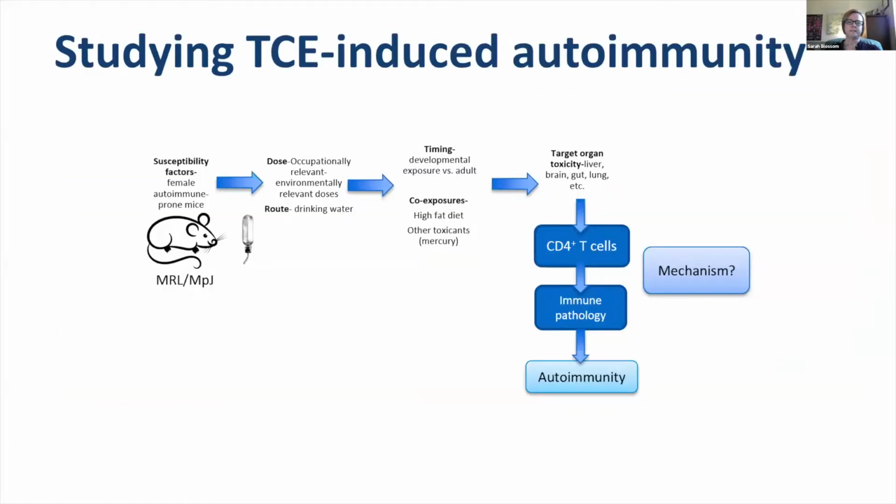We use a mouse model to study TCE-induced autoimmunity where many factors can be controlled. For susceptibility, we use an autoimmune prone mouse model, females. We can control the dose, the mode of exposure through the drinking water, the timing, whether it's a developmental or an adult-only exposure, and also co-exposures. And while we assess target organ toxicity, we are primarily interested in the immunopathology mediated by the CD4 positive T cells to promote autoimmune disease and the mechanisms behind this.